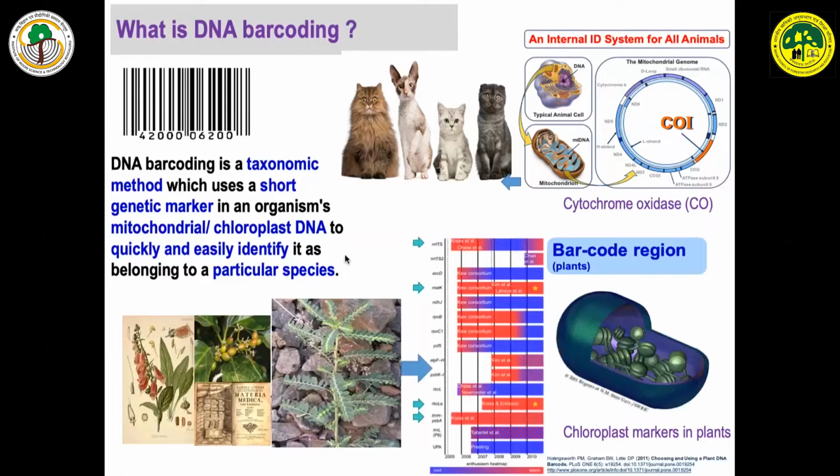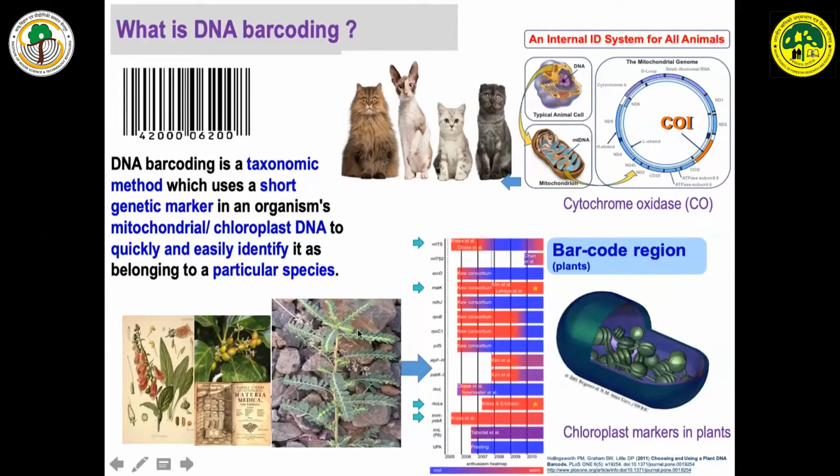And in plants, there are many regions. In animals, only cytochrome oxidase is used. In the case of plants, there are several chloroplast markers, so now we call it plastome sequencing. We can sequence these different regions of the chloroplast and identify the species. More often used are rbcL, trnH-psbA, the ITS region and the matK region, and these regions specifically classify between two different species.